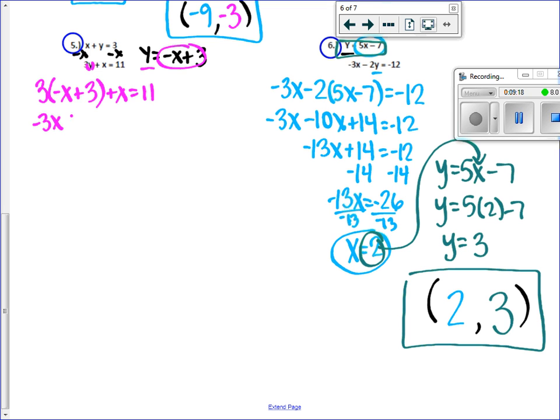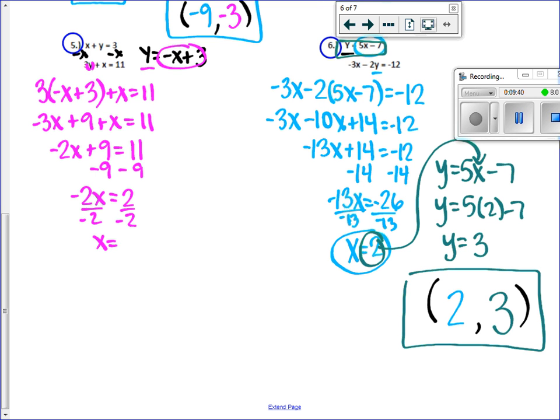Negative 3x plus 9 plus x equals 11. So we're distributing and combining like terms like normal. So negative 2x plus 9 equals 11. Subtract 9 on both sides. So negative 2x equals 2. Dividing by negative 2, x equals negative 1.